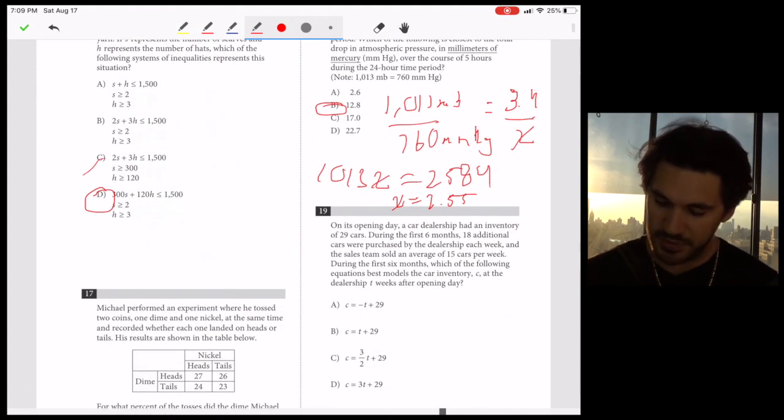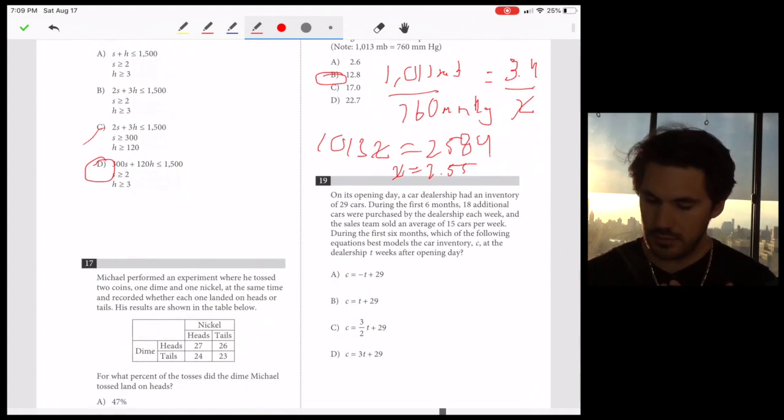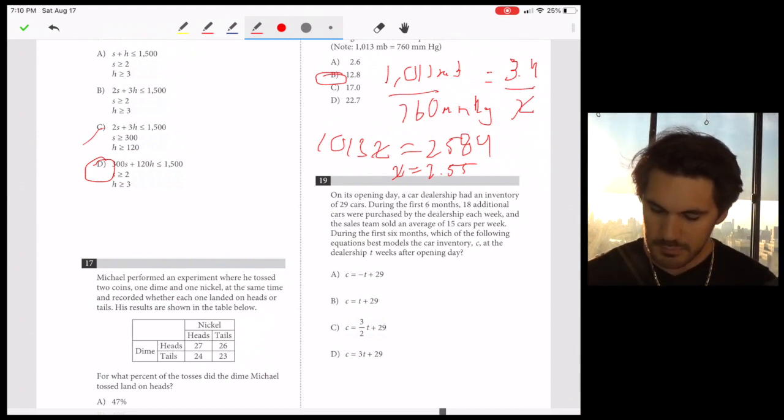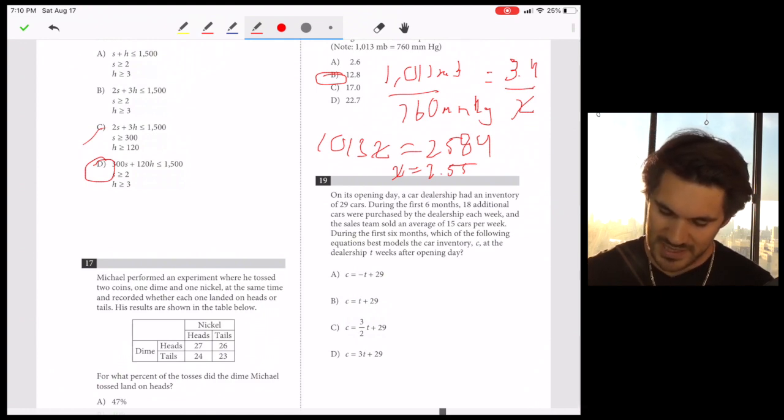Number 19. On its opening day, a car dealership had an inventory of 29 cars. During the first 6 months, 18 cars were purchased by the dealership each week, and then they sold 15, and we want to know what is going to be the inventory T weeks after opening day. Well, if they purchase 18 cars but sell 15 cars, right? That means each week we get an additional 3 cars, and we started at 29. So the equation that shows an initial value of 29 and a positive change of 3 is going to be D.